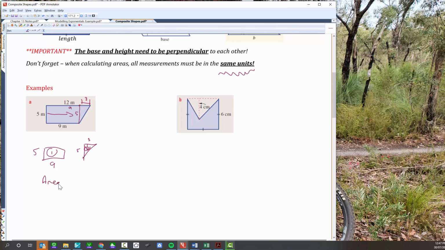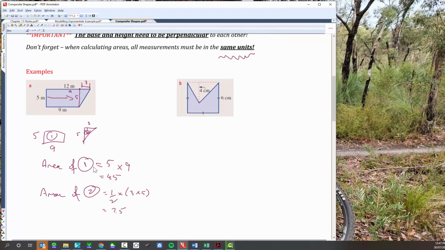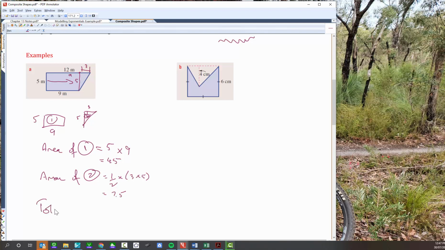So we're going to say area of 1 equals the base times the perpendicular height, 5 times 9, which is 45. Area of 2 is the half times the base times the perpendicular height. Base is 3, perpendicular height is 5. Half of 3 times 5. 3 fives are 15, half of 15 is 7.5. Okay, so our total area will equal 7.5 plus 45, which is equal to 52.5 meters squared.